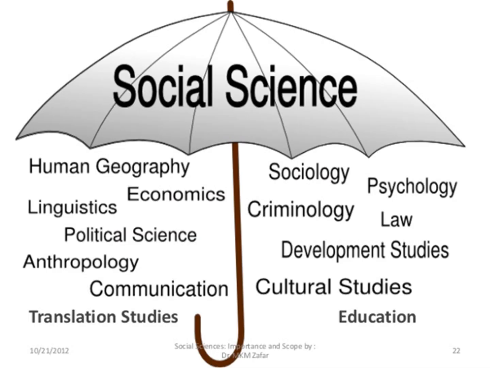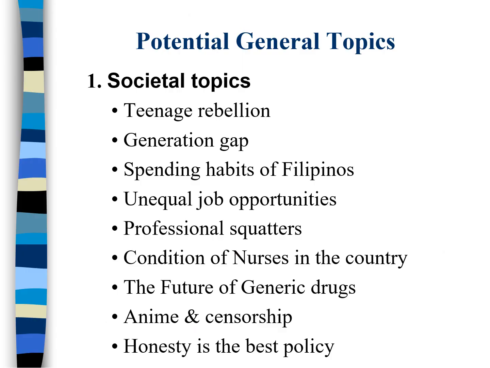For humanities and social sciences, these are the following areas that you might want to consider in identifying your topic. Also, these are some general topics that you can consider to arrive at a specific or narrowed topics.